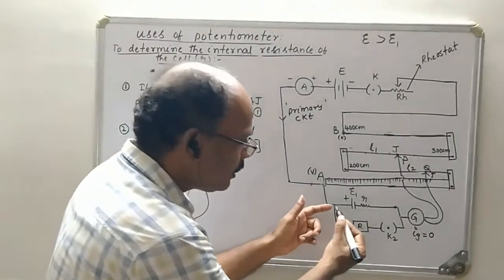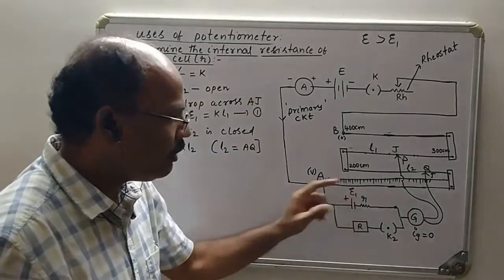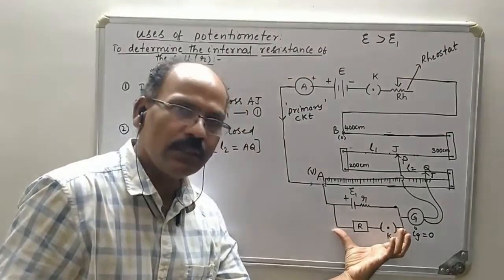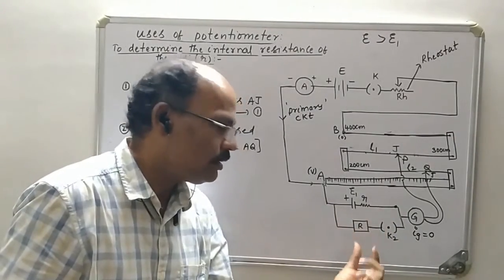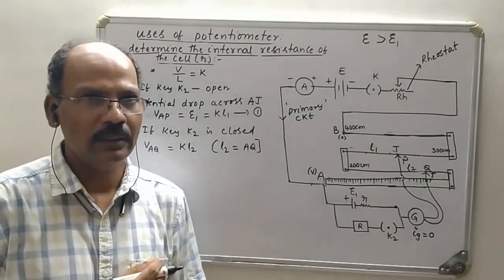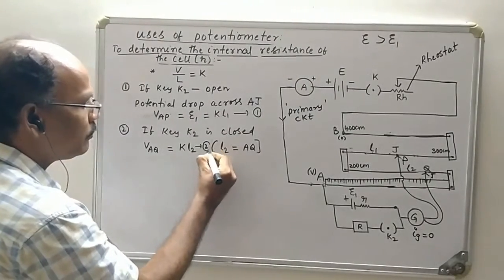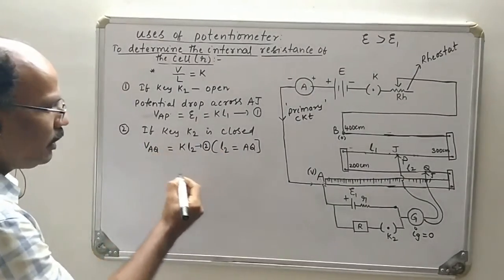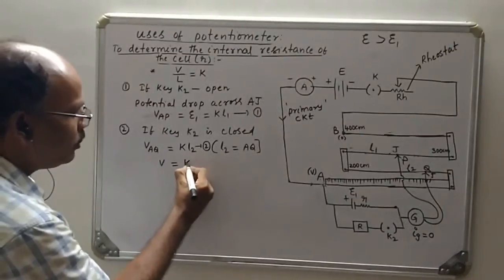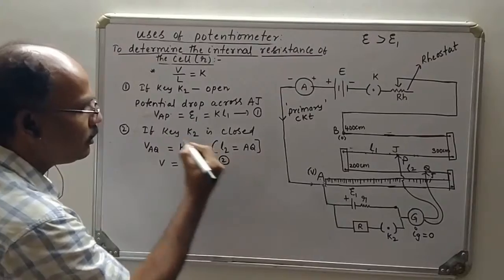Then the potential difference across the terminals of the cell of EMF E1 having internal resistance r should be equal to the potential drop across the external resistance R, according to the definition of terminal potential difference. Then we can take this as equation 2. So this potential difference across the resistance can be taken as, let us say, V. So V is equal to K L2. So this is taken as equation 2.